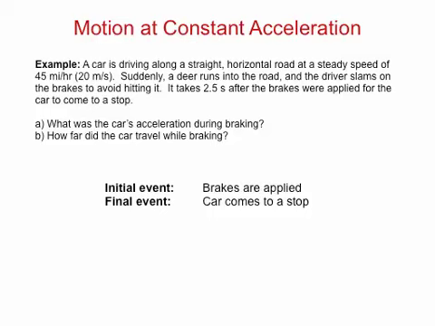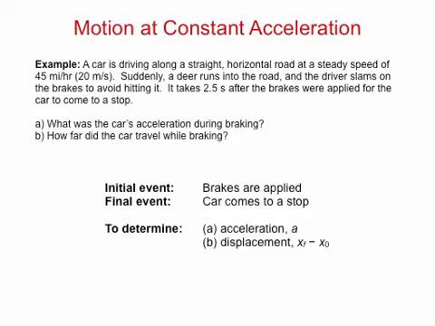So it's pretty clear that the initial event is the brakes being applied, and the final event is the car coming to a stop. We are asked to determine the acceleration, a, in Part A, and the total displacement, x final minus x initial, in Part B.